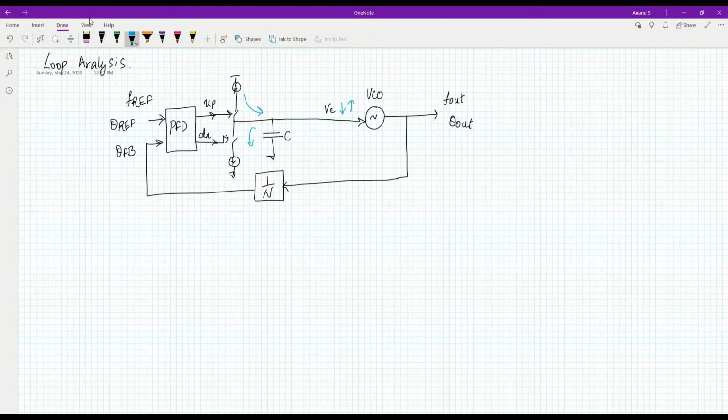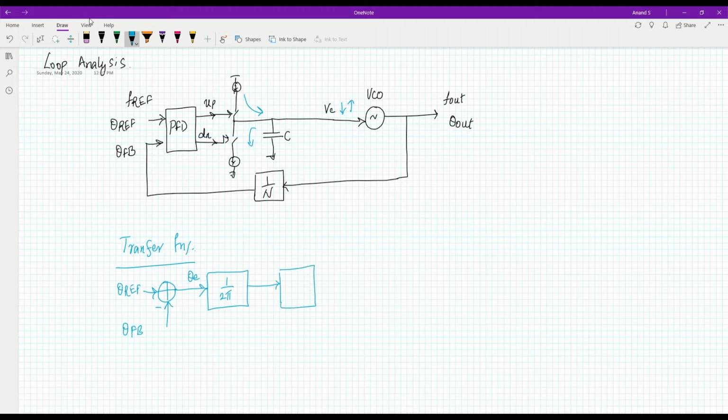Okay, so now let us draw the transfer function. We will draw the transfer function block by block. A phase frequency detector takes the difference between the feedback clock and the reference clock, so theta reference minus theta FB. This generates the error signal called theta E. Then this has a gain of 1 over 2 pi. Then this goes as an input to the charge pump.